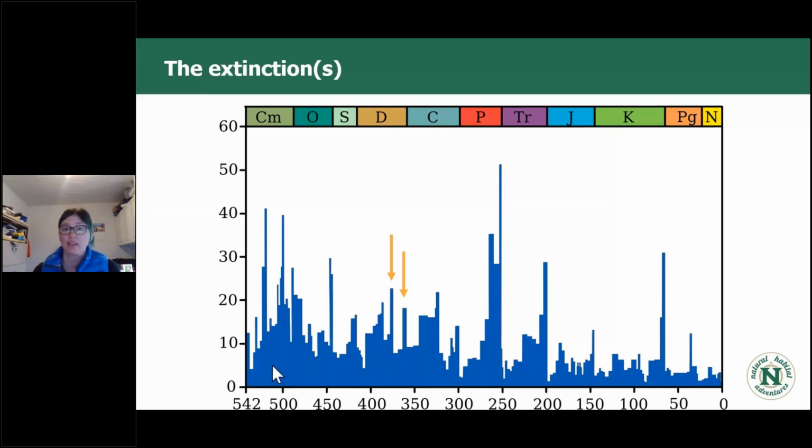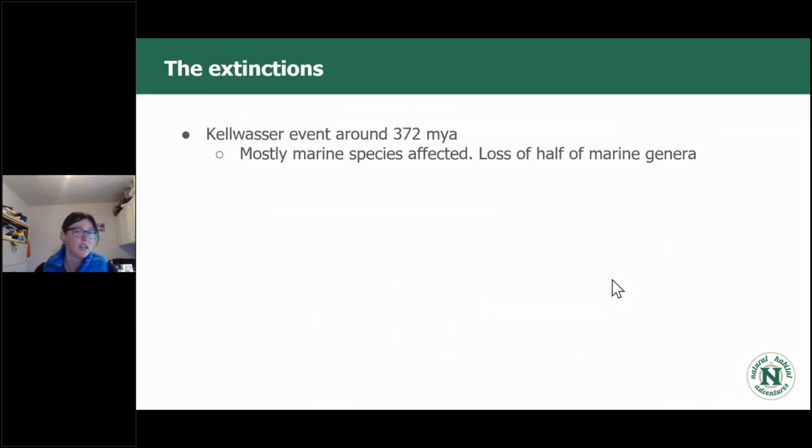But remember here, we're talking about a decline of up to about 80% of our animal species, 96% of our vertebrate species, and 20% of our animal families. So the first main event that came and hit was called the Kellwasser event, which happened about 372 million years ago. This event affected mostly marine species. At this time, we lost about half of all marine genera. So we're talking here brachiopods, reef-building species, fish, all the marine stuff.